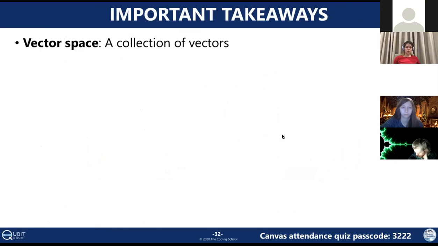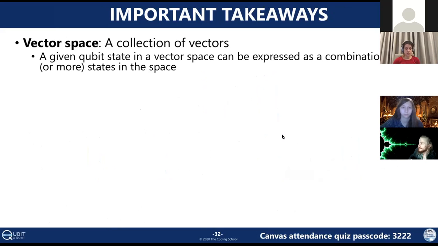Yeah. So just to review, since we're a little over time already, a vector space is just a collection of vectors. And a given qubit state can be expressed as a combination of 2 or more states in this space. If you are in a 2-dimensional space, though, you only need 2 2-dimensional vectors to describe everything in the space. And I guess you need more for higher dimensional states. And your normality condition is different. Like there are 3 normal vectors in 3D space.